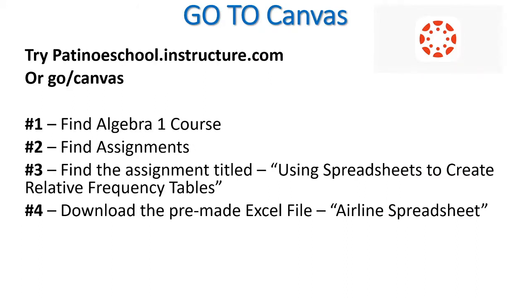Go to Canvas, go to patinoeschool.instructure.com, find financial algebra, find the assignments, find the assignment titled Using Spreadsheets to Create Relative Frequency Tables, and download the pre-made Excel file, Airline Spreadsheet. Pause the video here, and then hit play once you have the file open.